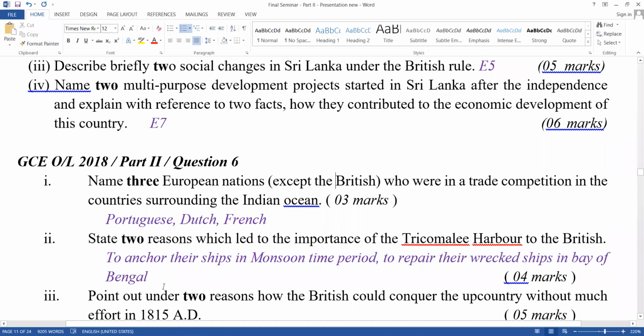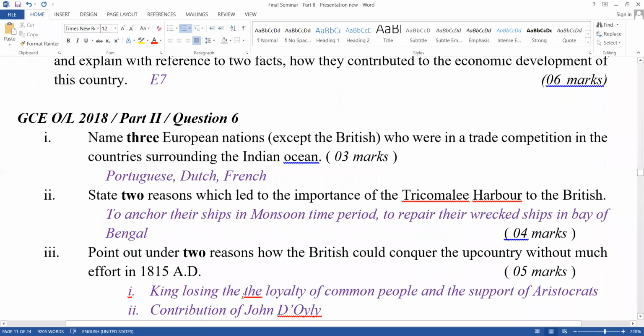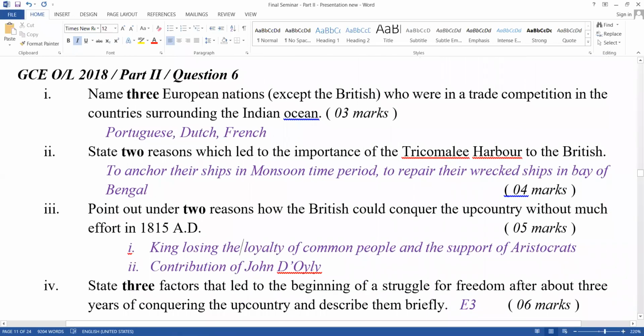See the third question. Point out under two reasons how the British could conquer the upcountry without much effort. The king lost the loyalty of common people because he was giving severe punishments, and there was the support of aristocrats and the contribution of John D'Oyly. I think you can explain that without my help. Fourth one: state three factors that led to the beginning of a struggle for freedom about 3 years after conquering the upcountry and describe them briefly. E3, reasons for the 1818 struggle for freedom. Once again, repeated.